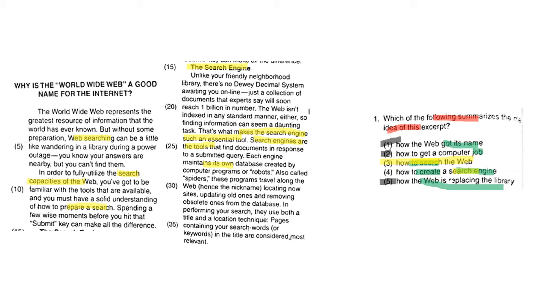But this says how to use the search engine. Okay? It's a tool that we use. It does explain what the search engine does, but it does not tell you how to build a search engine. It's not telling you how to go and create. It's telling you how to use the search engine to find information on the internet. That's why the correct answer is number 3.